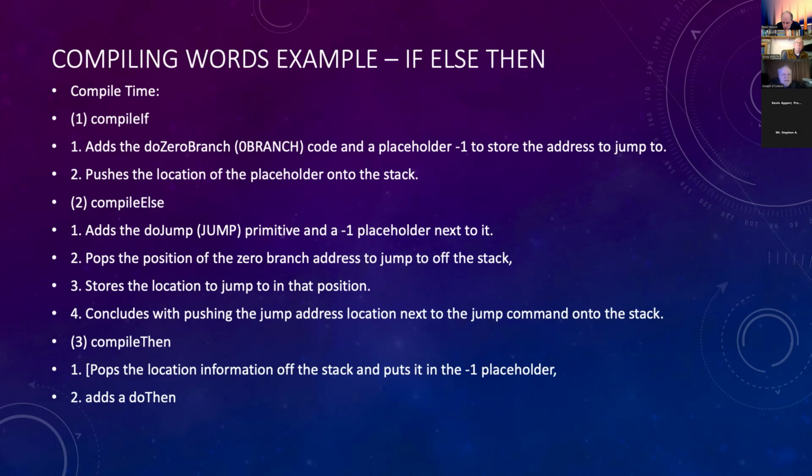Compile else next adds the jump primitive and the -1 placeholder next to it. It pops the position of the zero branch address to jump to off the stack, stores the location to jump to in that position, and concludes by pushing the jump address location next to the jump command onto the stack. Next, compile then. It pops the location information off the stack and puts it in the -1 placeholder that we made, and adds a do then.